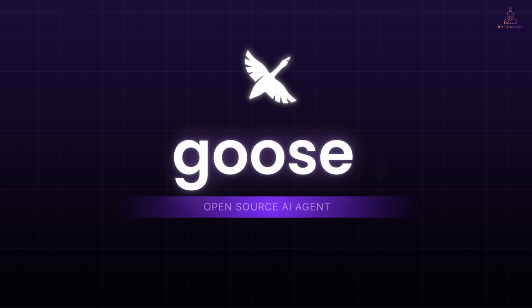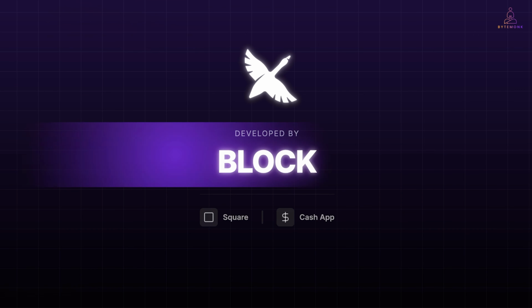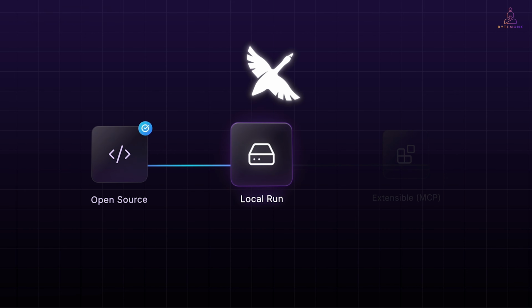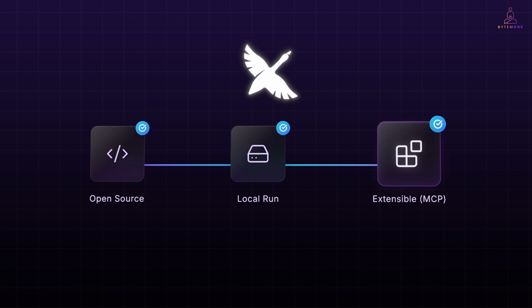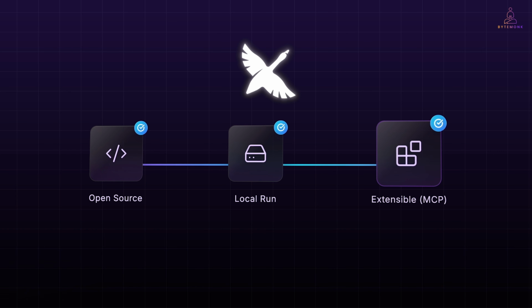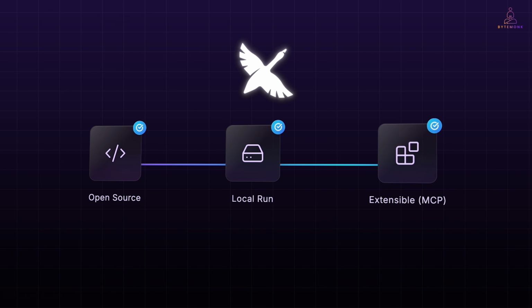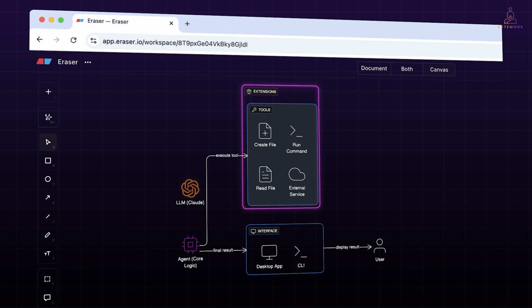Goose is an open source AI agent developed by Block, the company behind Square and Cash App. Three things make it unique. It's open source, it runs completely locally on your machine, and it's extensible through something called MCP servers. Let me break down the architecture because understanding this helps you see why Goose is more powerful than traditional code assistants. Goose has three main components.